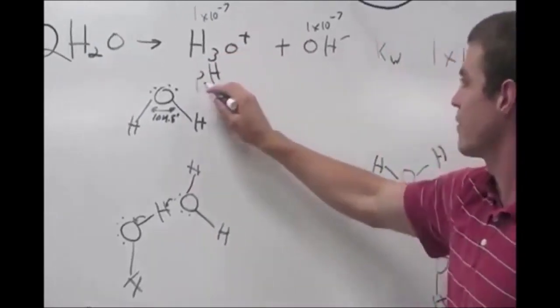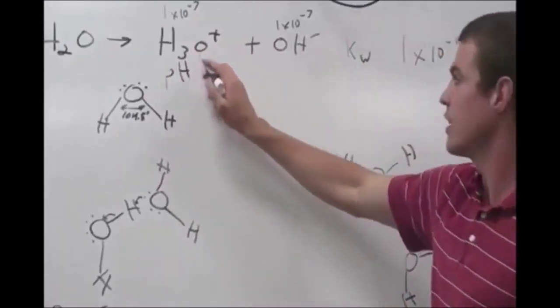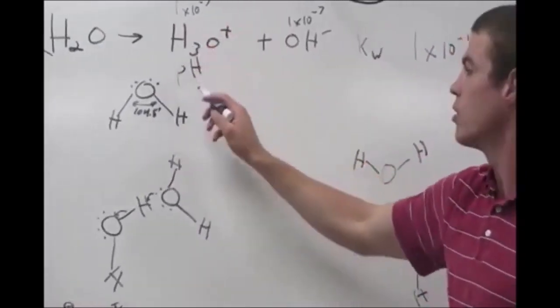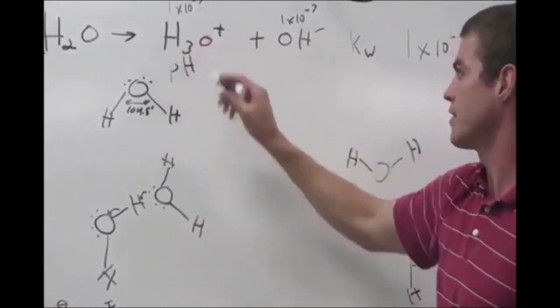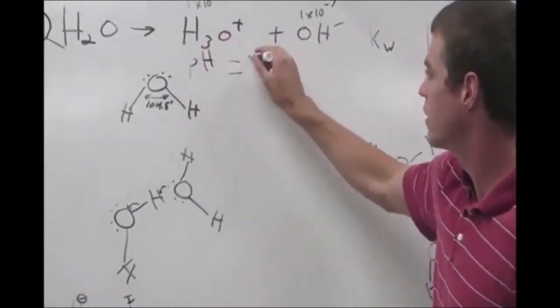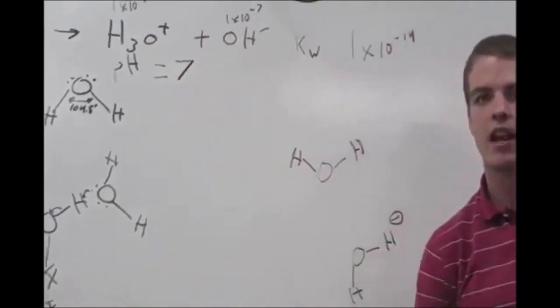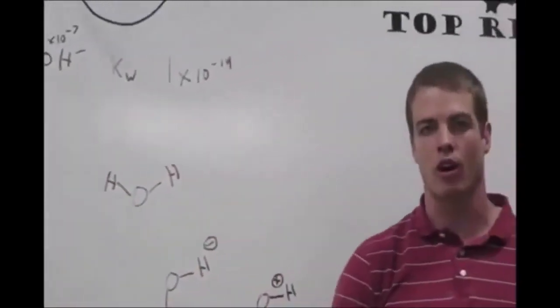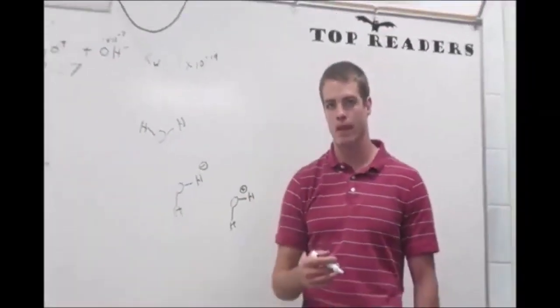And so if we take the pH, right, which is the negative log of the hydrogen, of the acid, the negative log of 1 times 10 to the negative 7 equals 7. And that is why neutral water has a pH of 7.